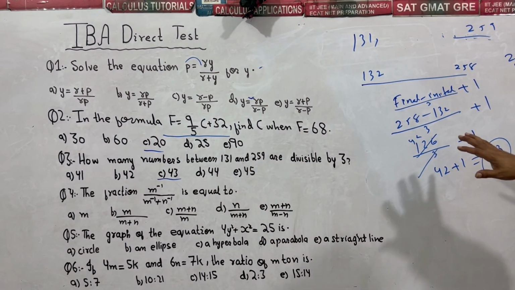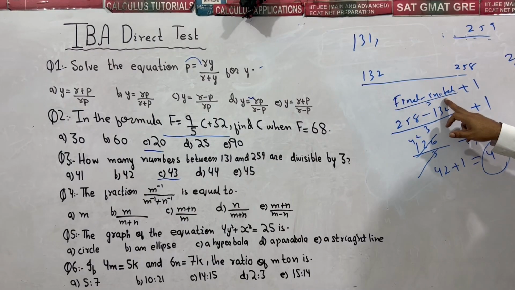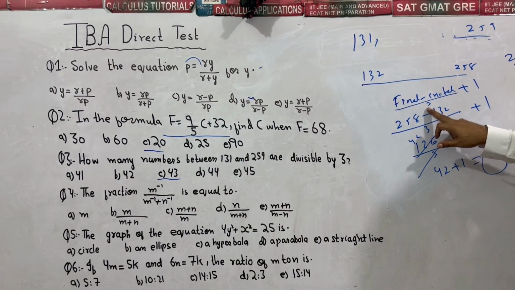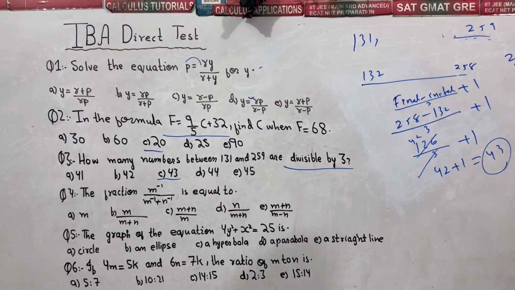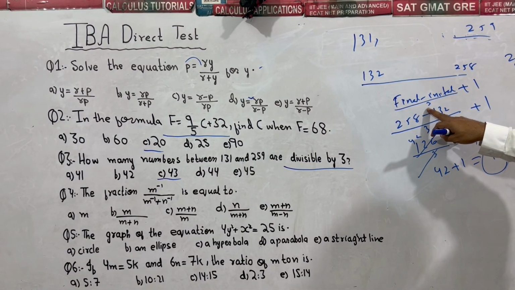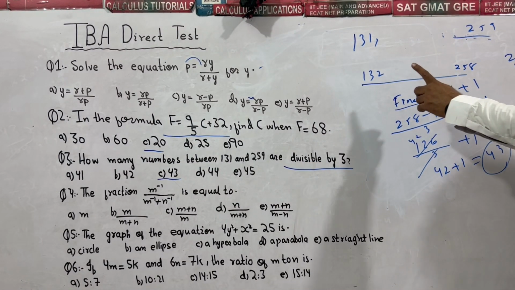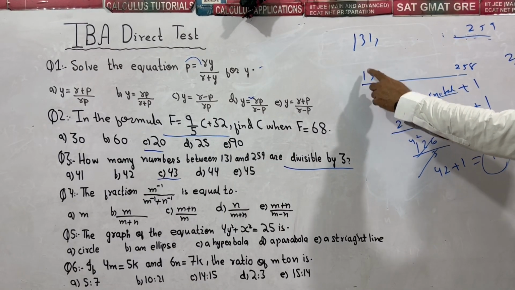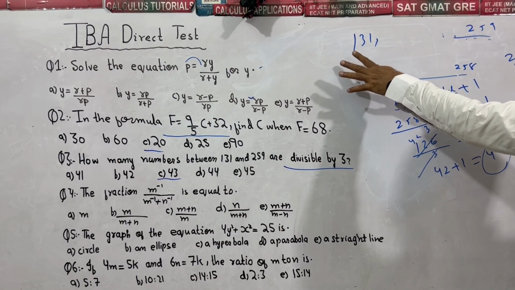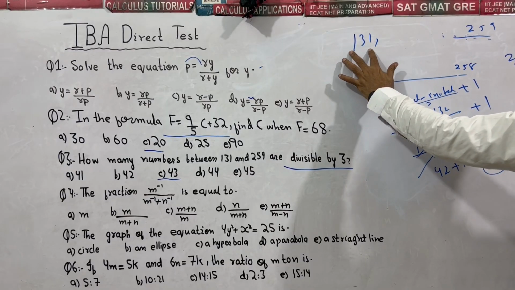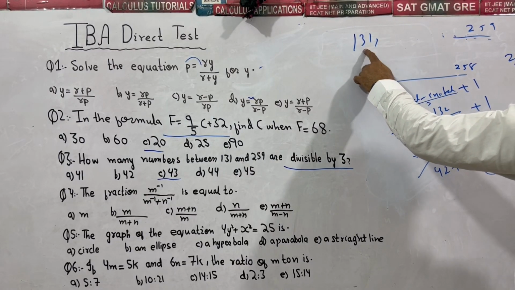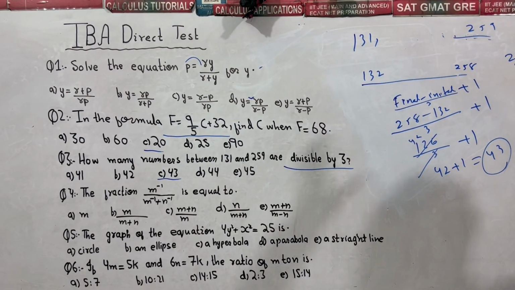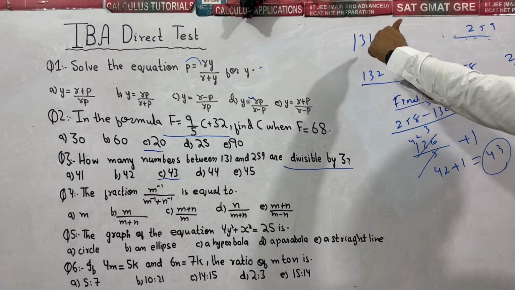The simple strategy is final minus initial divided by 3, because we are directed to find all the numbers that are divisible by 3. That's why I have written divisible by 3, and I have started from a number that is divisible by 3. 131 is given to us, and 131 is not divisible by 3. It's easy to check: if the sum of the digits of the number is divisible by 3, then the number is divisible by 3. In that case, 1 plus 3 plus 1 is equal to 5, and 5 is not divisible by 3. So this number is not divisible by 3.